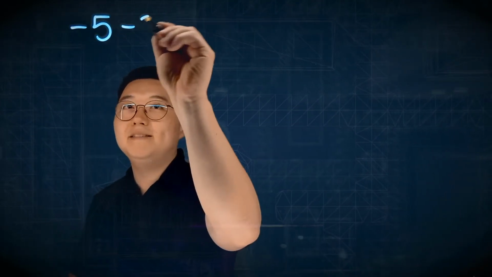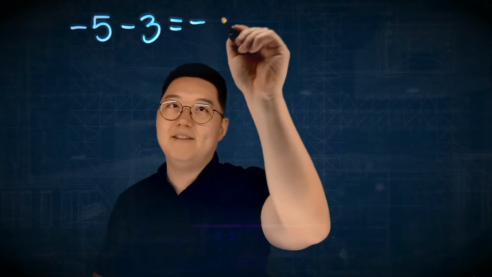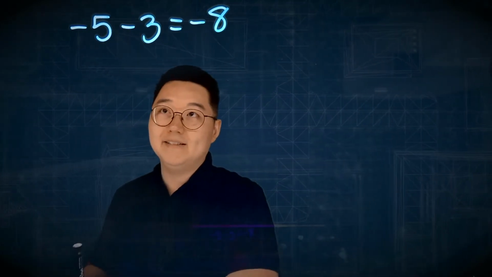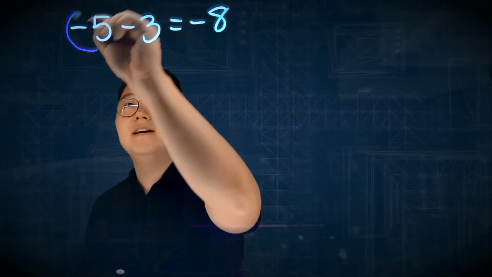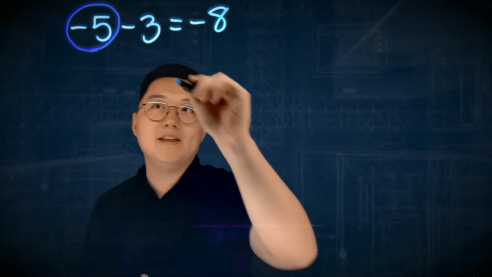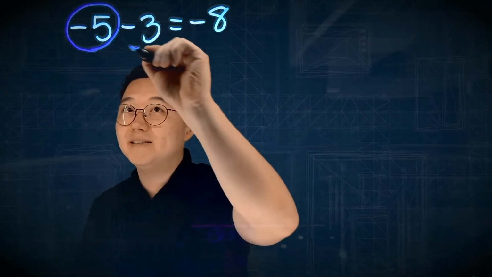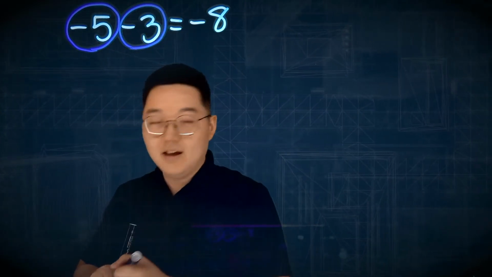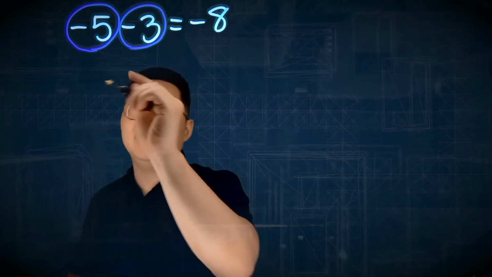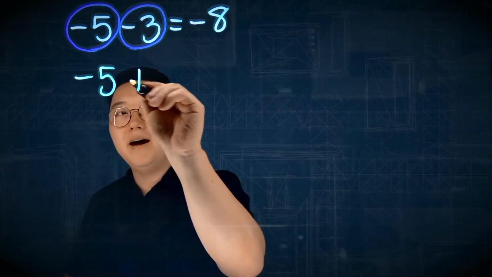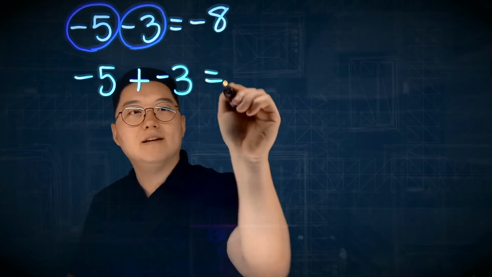Okay, that last one was a little bit weird. That last problem says -5 minus 3. Did you guys get that one correct? That one is going to be -8. Why? Let's think of this problem as -5 combined with not +3, but -3. In other words, you can think of this as -5 combined with -3.